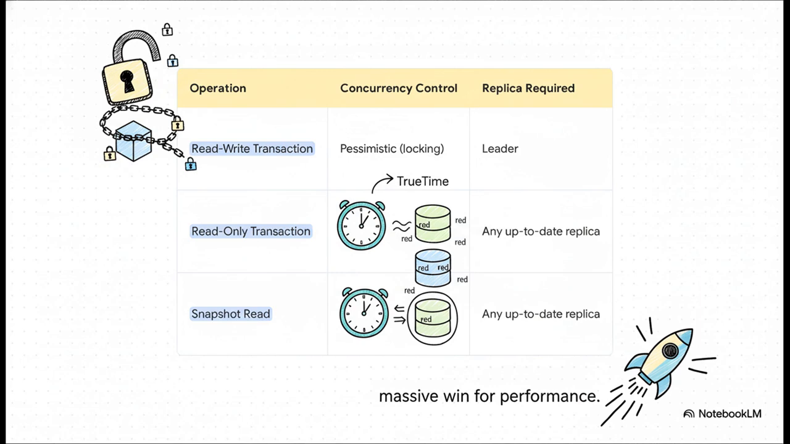And here's why that matters so much in practice. A standard transaction, one that reads and writes data, still needs to lock stuff for a split second. That's normal. But look at the other two, read-only transactions and snapshot reads. They are completely lock-free. Because Spanner knows exactly when the read is happening thanks to TrueTime, it doesn't have to get in the way of live operations. That's a massive, massive performance boost.